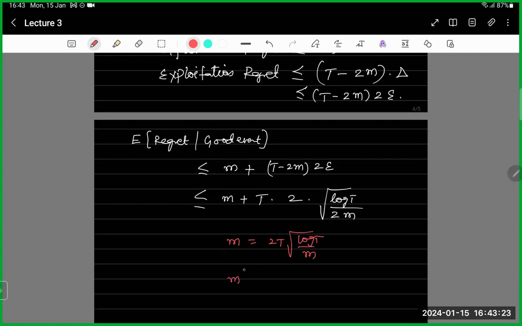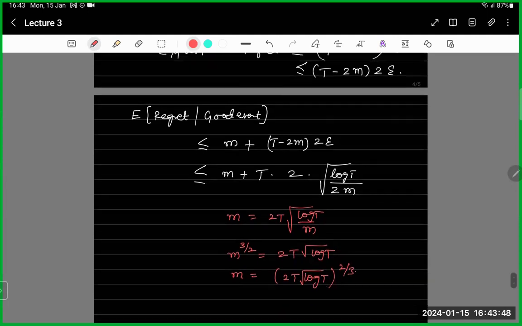m power 3 by 2 equal to 2t root log t. So I can choose whatever m I want. Let's say I choose this particular m. So what will be my regret? Did I make any mistake?